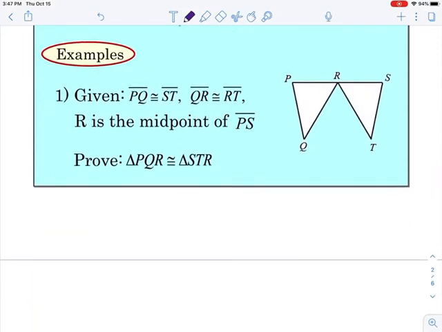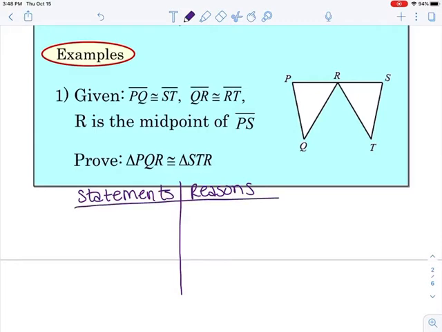Okay, so given that PQ is congruent to ST and that QR is congruent to RT and R is the midpoint of PS, we want to prove that triangle PQR is congruent to triangle STR. So again, I need to set up a statements and reasons here. And again, the first thing that is always going into your proof is your givens.